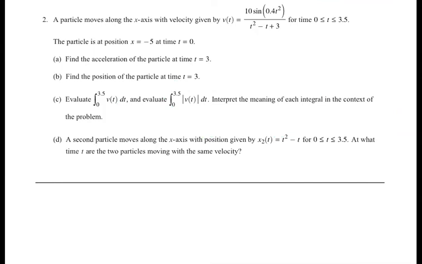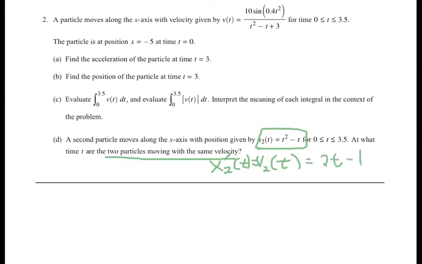Part D says you have a second particle moving along the x-axis and its position is given by this from 0 to 3.5. At what time do the two particles moving have the same velocity? So we need the velocity of this object, which you should tell the person grading it that you know this is x prime 2 of t. And then that's going to equal 2t minus 1.